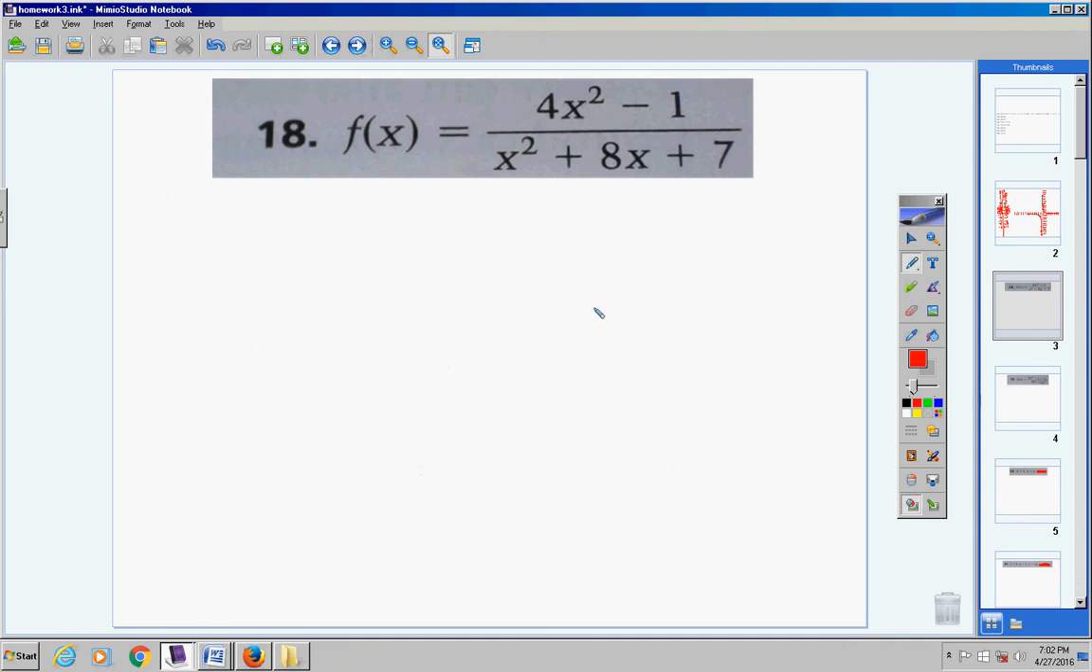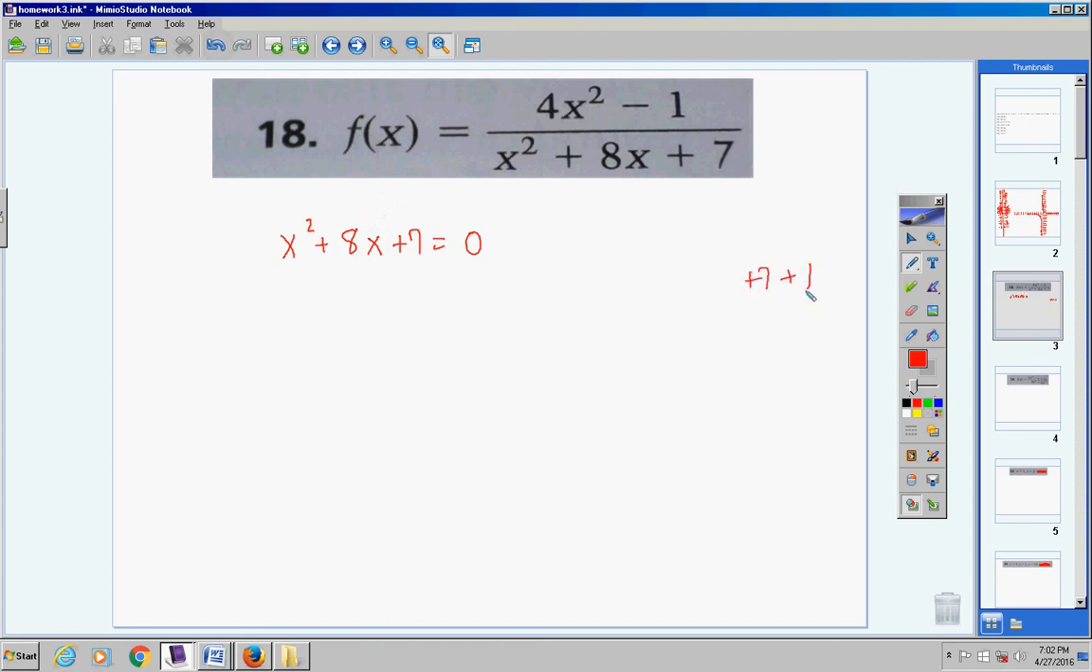Alright, number 18. Okay, step 1, let's find the vertical asymptotes. Take the denominator, set it equal to 0, and solve. Okay, we're going to factor this to solve it. What two numbers multiply together to give me 7 and add together to give me 8? That's a positive 7 and a positive 1.